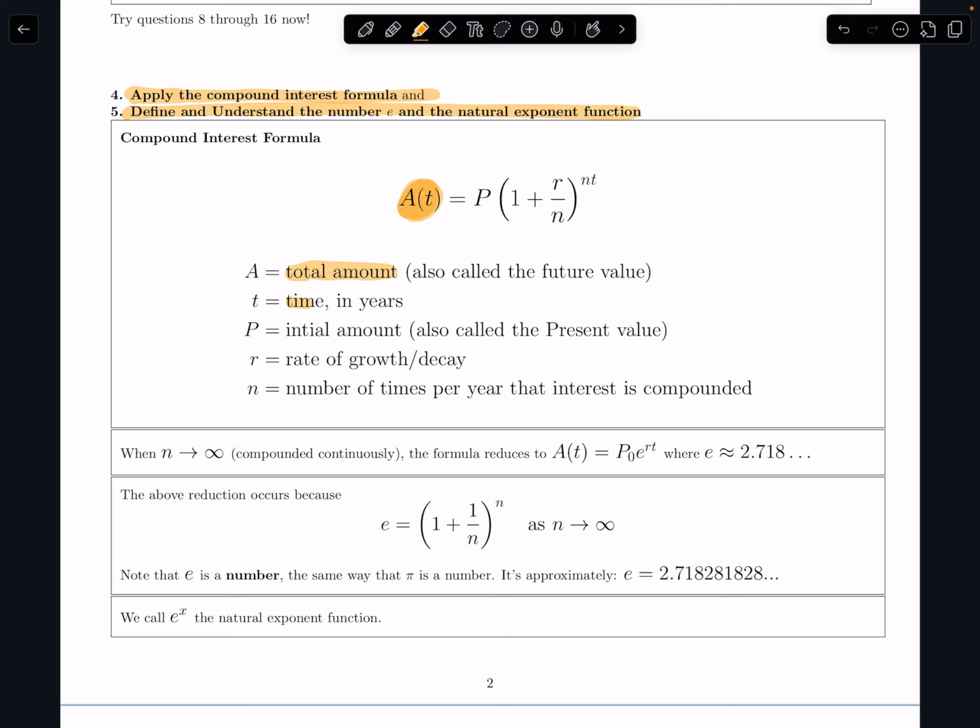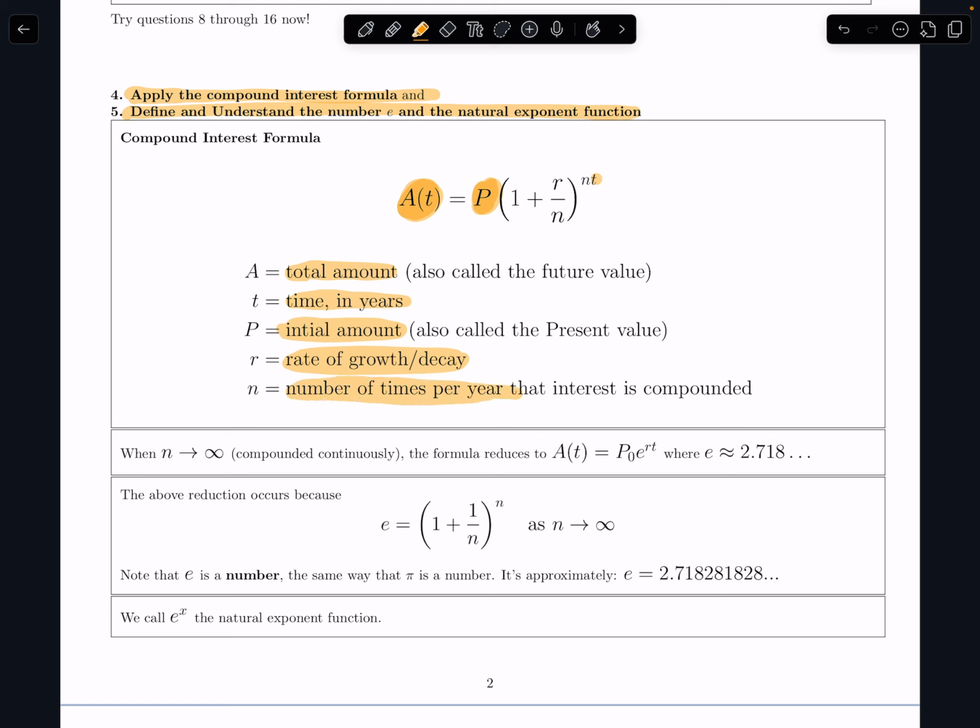T is time, always measured in years. That's this t. P is the initial amount, sometimes also called the present value, or also sometimes the principal. It's how much you start with, or how much you invest to begin. R is the rate of growth, or it could also be decay if you have it as a negative number. And then n is the number of times per year that interest is compounded.